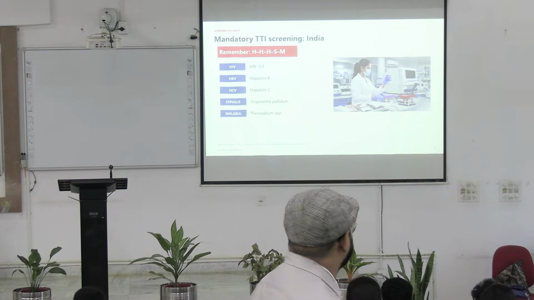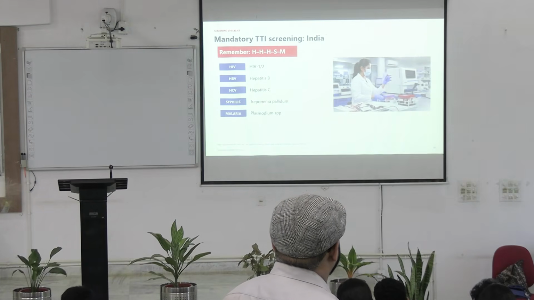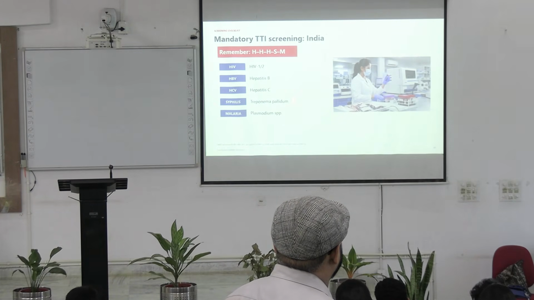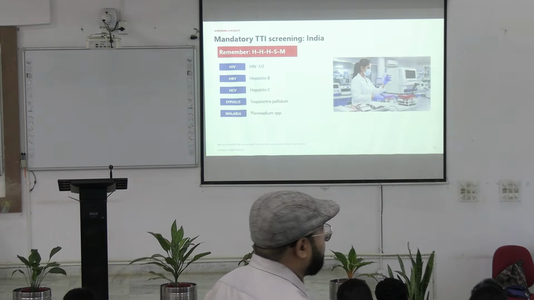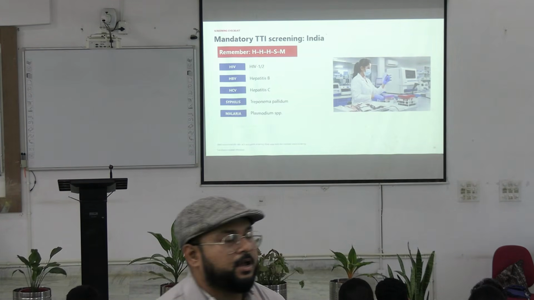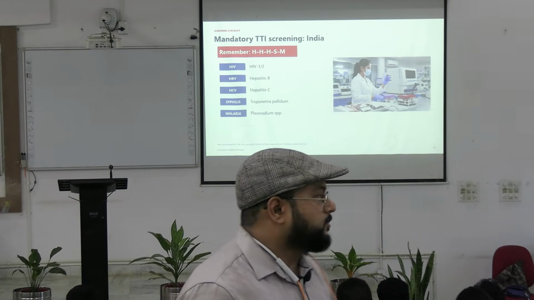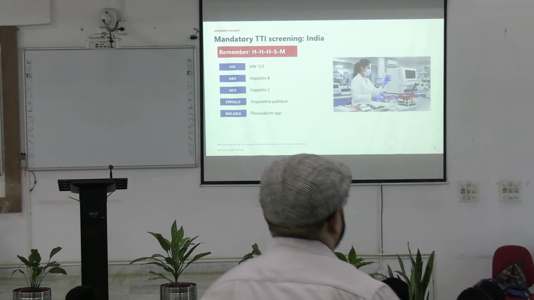Hepatitis B virus, hepatitis C virus, and syphilis by Treponema pallidum. This is Plasmodium. These are the main five infections, and parasites are also being screened.